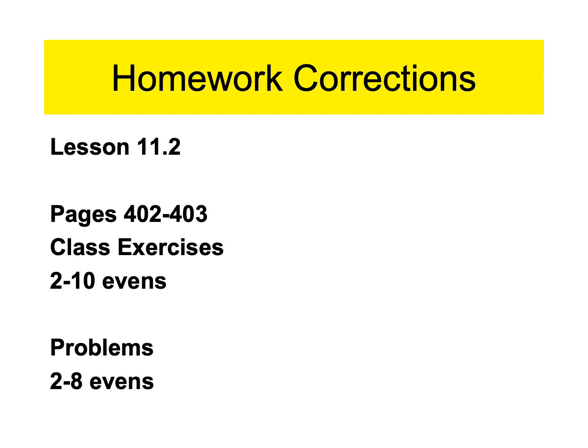All right, let's see. So we had the class exercises 2 through 10. So here we go. Number 2 is 5. Number 4 is 21. Number 6 is 28. Number 8 is 190. And number 10 is 10. And we had the problems 2 through 8 evens. So number 2 is 20. Number 4 is 35. Number 6 is 364.